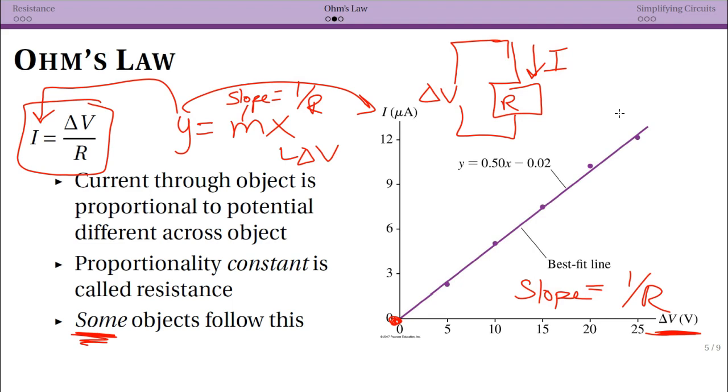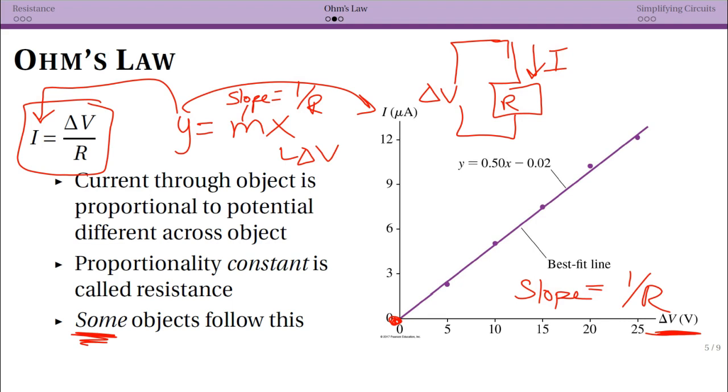Batteries also don't follow this. If I connect one battery to another battery, weird things happen that are definitely not governed by Ohm's law. There are other components called solid-state components, like LEDs, that are not ohmic. They do not follow Ohm's law.